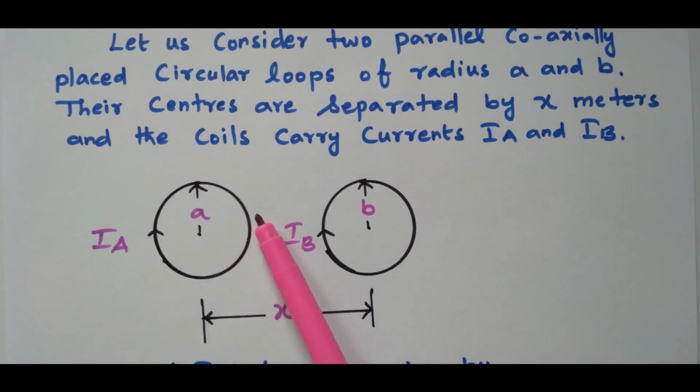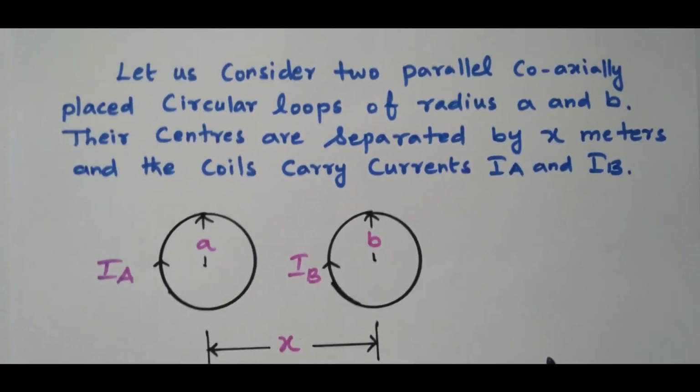This is conductor A, the current flowing is IA. For that we consider one circular loop, the radius is a meter. This is conductor B, the current flowing is IB. Here we construct another circular current loop with radius b. The center to center distance between the current loops is x meter, right? So the conductor A current is IA, the circular current loop radius is small a. Conductor B carries current IB, the radius of the circular loop is small b. The center to center distance between the current loops is x meter. So that is given here.